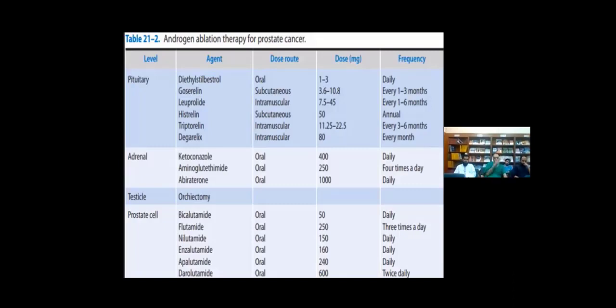For the testis, as we have discussed, we do a subcapsular orchidectomy. And the others, bicalutamide, flutamide, and nilutamide, act on the prostate cells. They are also given orally, daily.